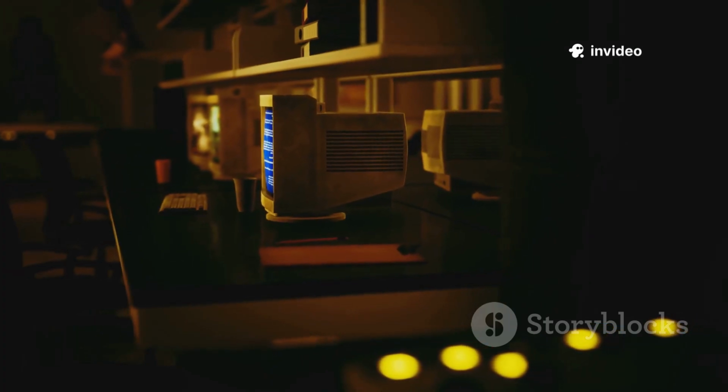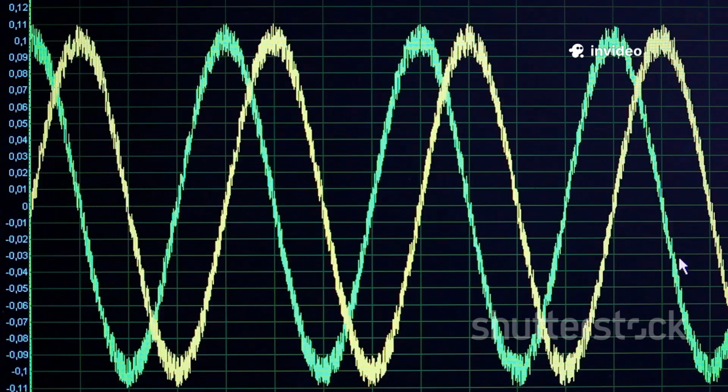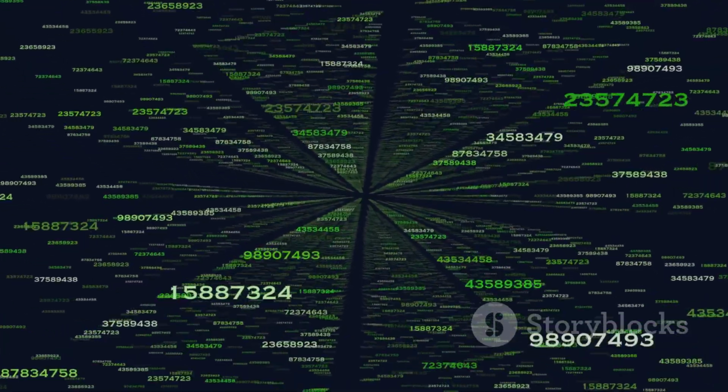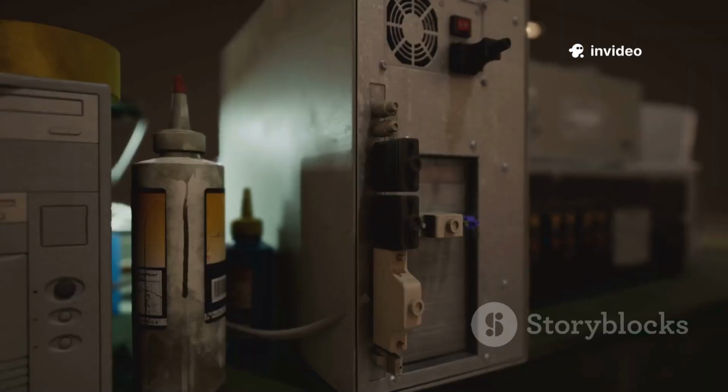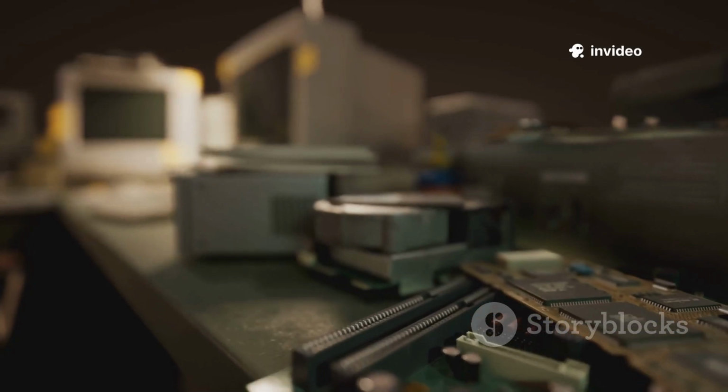First up, analog computers. So what's an analog computer? These work with continuous data, values that change smoothly over time, like speed, temperature, voltage, or pressure. They don't crunch numbers like 0s and 1s. Instead, they use physical things, like the movement of a needle or the flow of electricity. Here are some real-life examples.